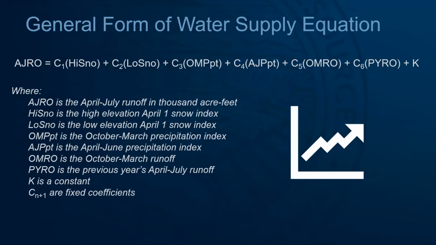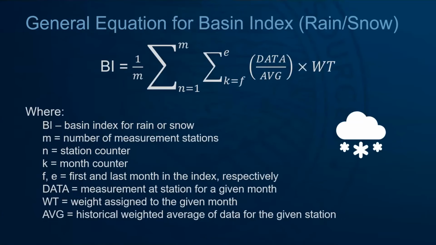So, just the general form of what our water supply forecast equations look like. We have some kind of coefficients in front of all of these different variables: high snow, low snow, October through March precip, and so on. So I just wanted to put this out there. Don't worry too much about this.